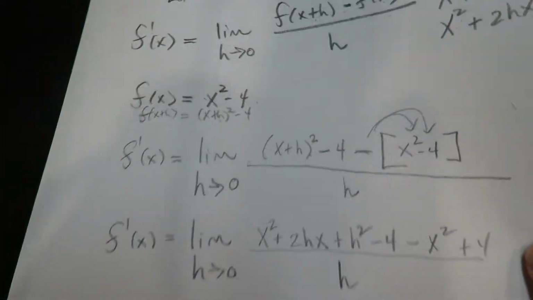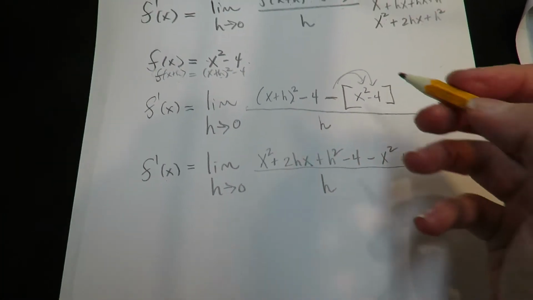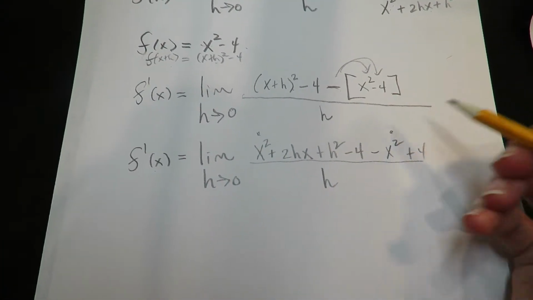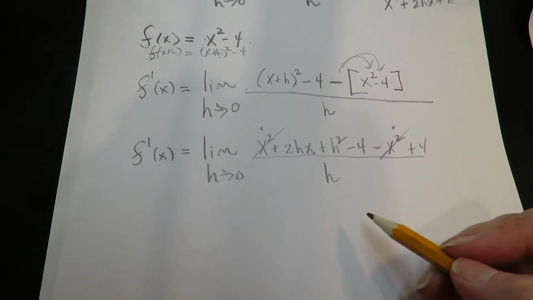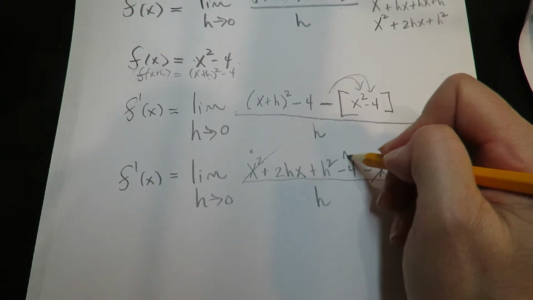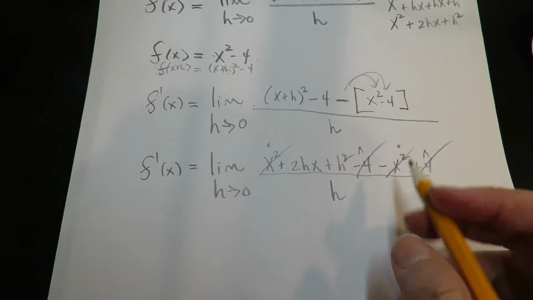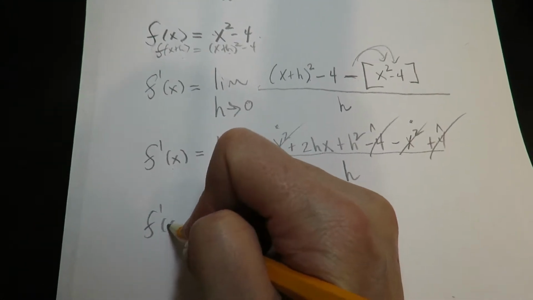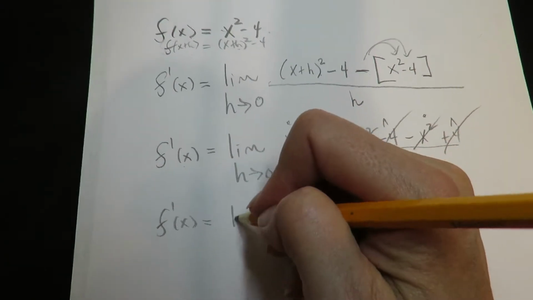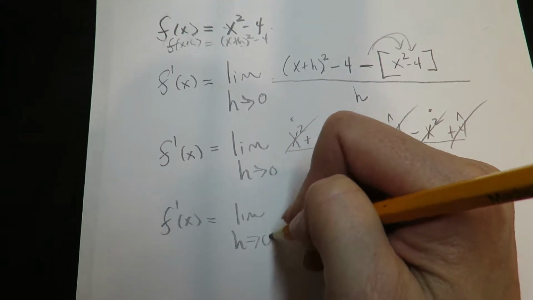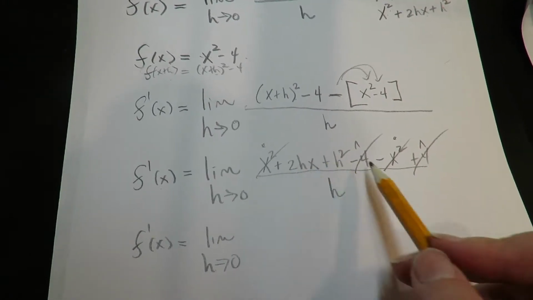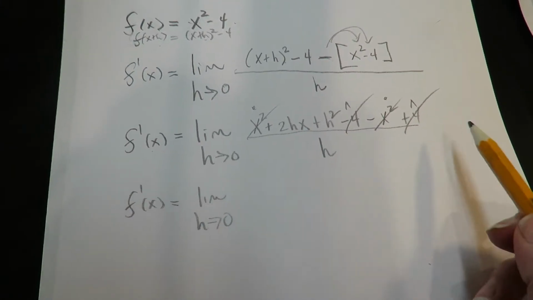Okay, so now I'm going to combine like terms. So this and this is the same family. This and this is the same. So I'll teach you a little trick here. You've done it right if you scan it real quickly and the only thing left have h's in it. That's usually true.